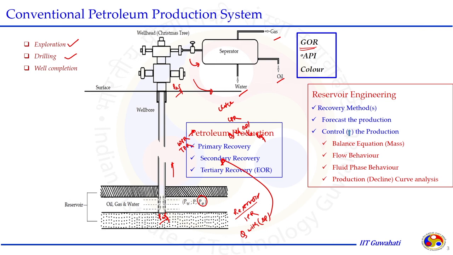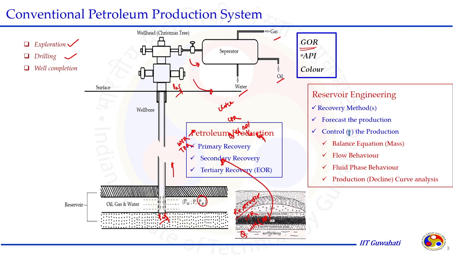need. All these can be done by setting up the balance equation, that is the mass conservation equation, understanding the flow behavior within the reservoir, and fluid phase behavior, because the fluids we are dealing with are oil, gas and water, and their phase behavior depends on the temperature and pressure they are subjected to. Production decline curve analysis is one of the techniques that characterize the reservoir performance. All these things are performed by the reservoir engineer periodically to make the assessment for future actions.